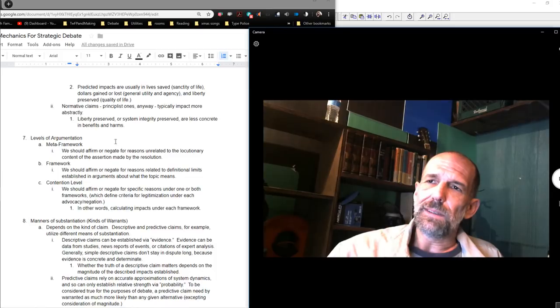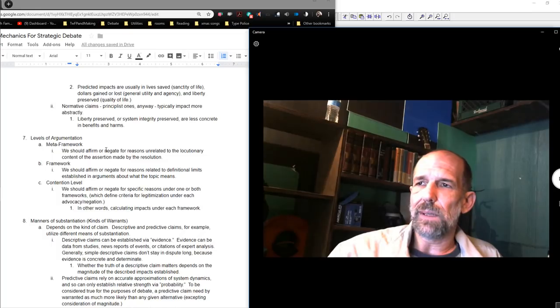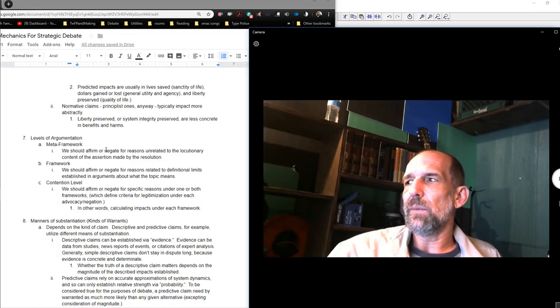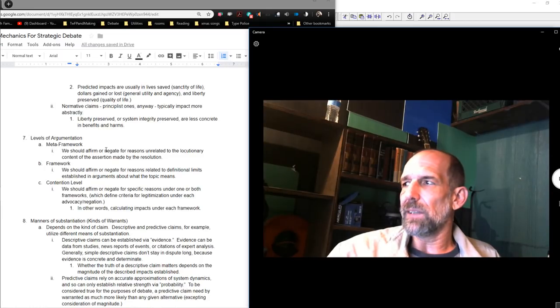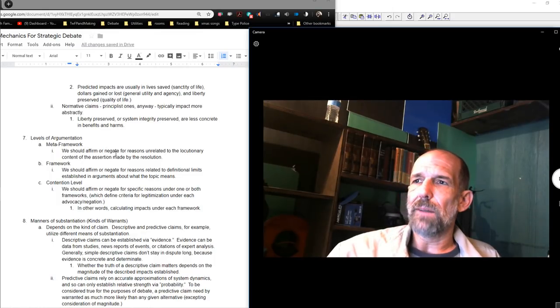7. Levels of argumentation. Meta-framework. We should affirm or negate for reasons unrelated to the locutionary content of the assertion made by the resolution. In other words, we should ignore what the resolution actually says and pay attention to some underlying assumption of it or some quality of it. For example, "eating oranges is good for you" is the resolution. I could critique the resolution by saying, making claims about what's good for other people is inherently wrong. So it doesn't matter if you're talking about oranges or health or anything, it's always wrong for you to do that, and therefore we should negate this resolution. That would be a meta-framework argument.